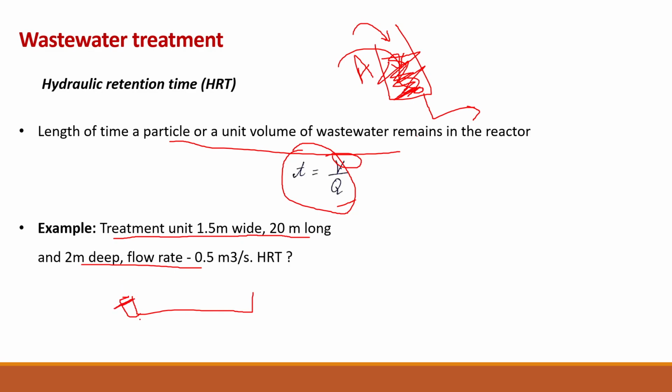The length is 20 meter, and then you have the depth which is 2 meter. Wastewater is coming in at a flow rate of 0.5 meter cube per second. So what will be the HRT? I've already told you that the formula is volume by flow rate. I'll give you 2 minutes to solve this numerical. It's a simple numerical. Just try to attempt it and provide the answer in the chat box.